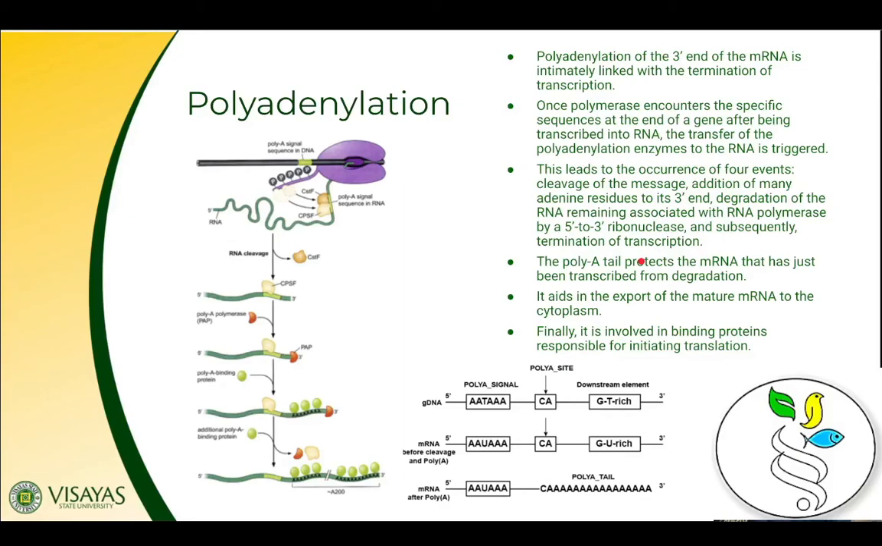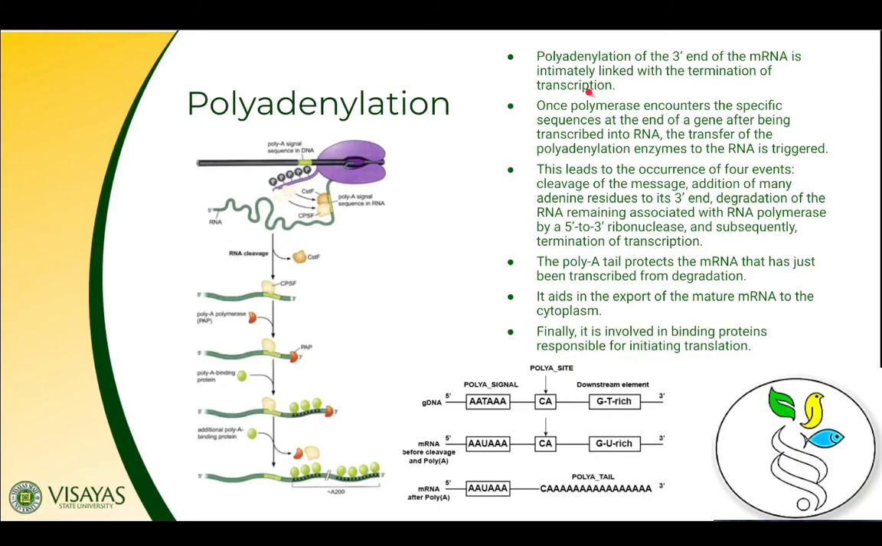At the 3' end, why does it need to be protected? Because these are single-stranded nucleic acid molecules, RNA, so it is very prone to degradation. That's why the end of this must be protected. So first is the capping, and the second is what we call the polyadenylation of the 3' end of the mRNA. So this is intimately linked. This is how they will terminate the transcription.